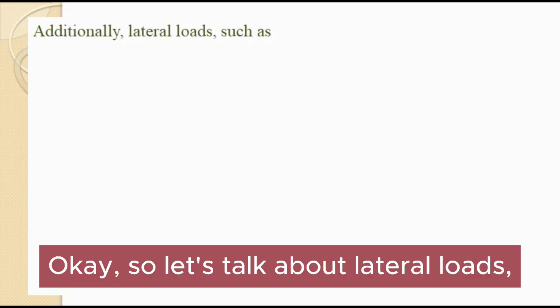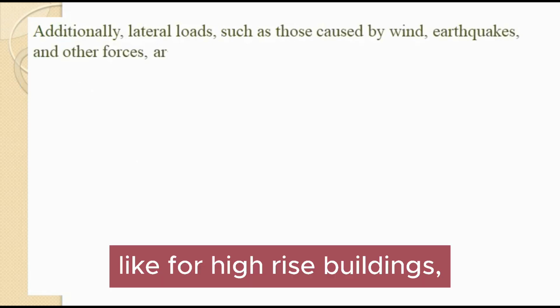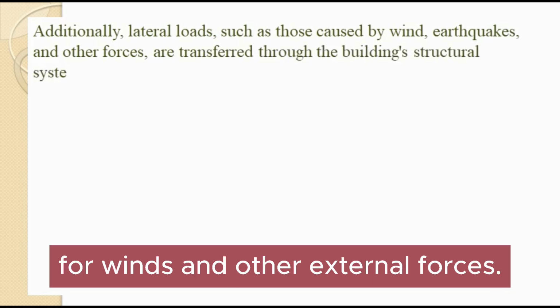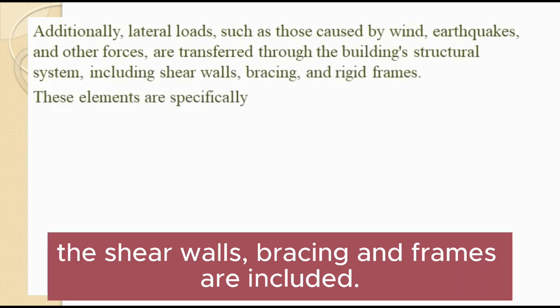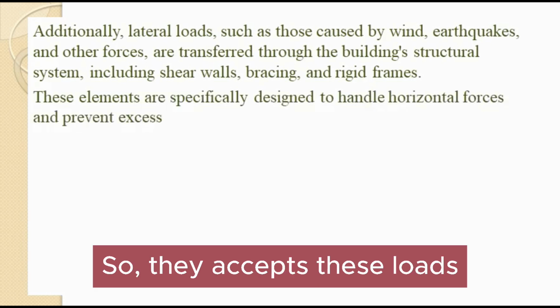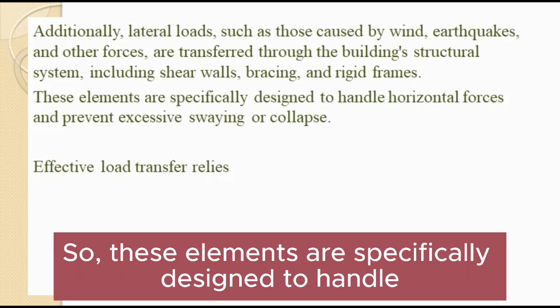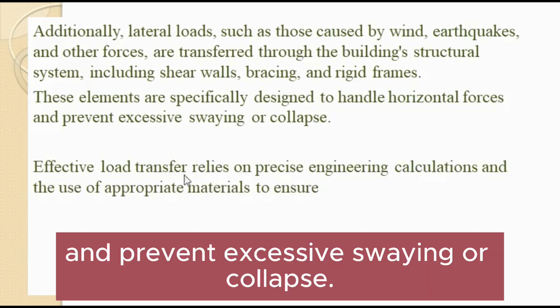Okay, so we also talk about lateral loads. Lateral loads are horizontal loads. Like for a high-rise building, we need to calculate the lateral loads, like those from wind and other external forces. So to resist all these loads, shear walls, bracing and rigid frames are included. So they accept these loads and then transfer them down to the load path. So these elements are specifically designed to handle horizontal forces and prevent excessive swaying or collapse.